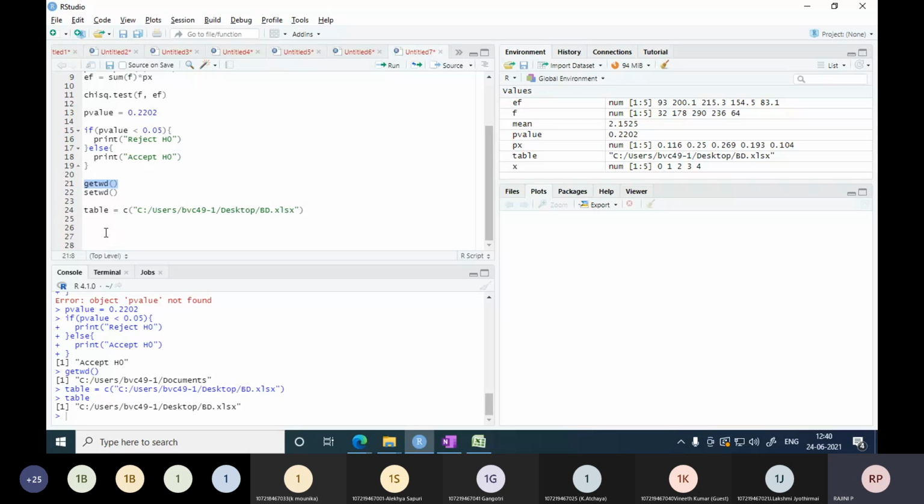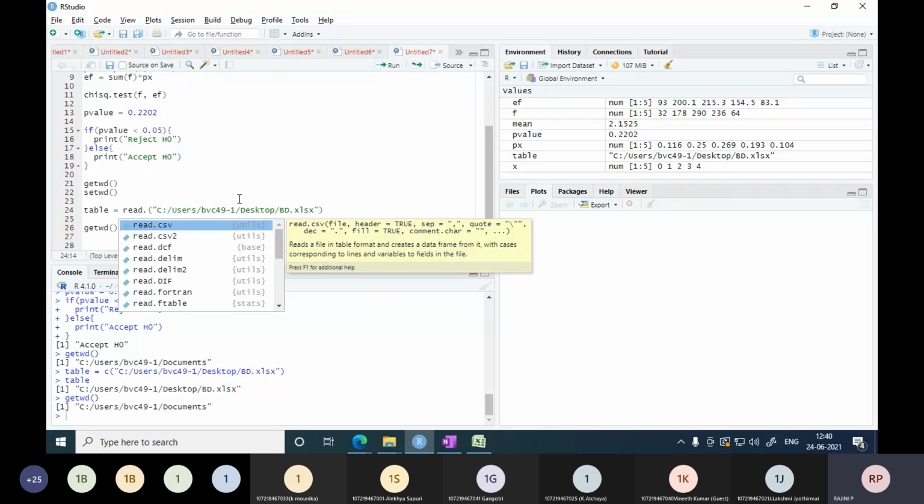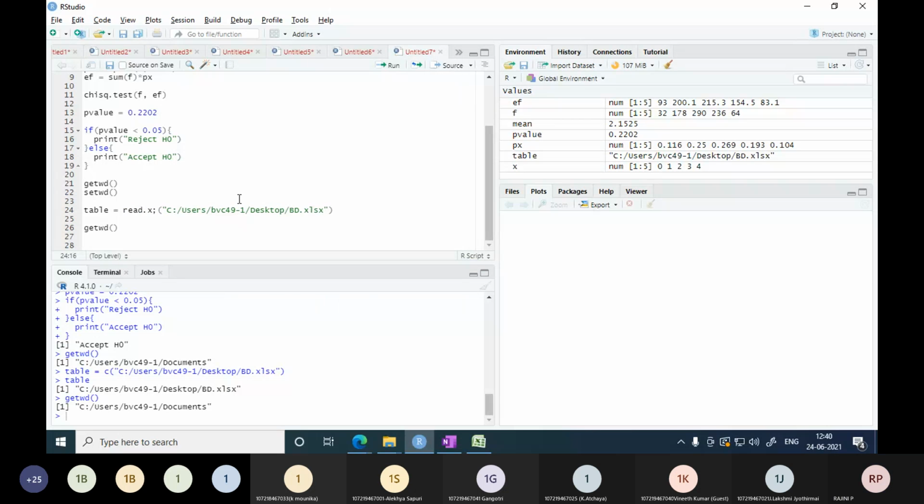Now you just check it, getwd. Documents. Okay, tomorrow I'll explain how to read the data from outside of the source. Read xlsx. I'm using Python, no? So xlsx, CSV. Okay, here we need to read something. I'll tell you tomorrow, dear.